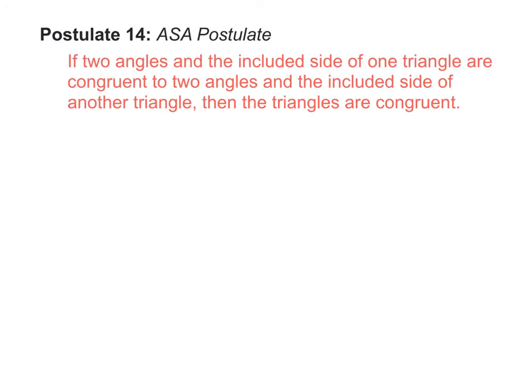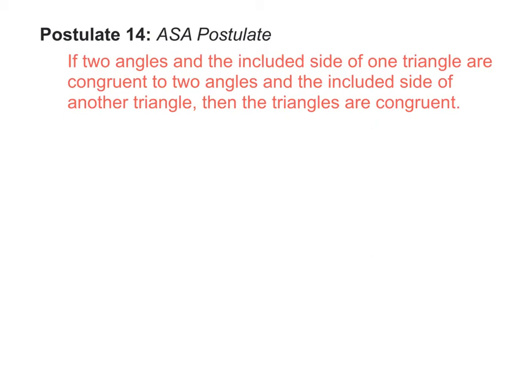Now the last postulate we will talk about in this section is postulate 14. And this is referred to as the ASA postulate. Now, based on what we've already been talking about, the fact that it says ASA kind of would imply we're talking about 2 angles and a side. Now this postulate states, if 2 angles and the included side of one triangle are congruent to 2 angles and the included side of another triangle, then the triangles are congruent.